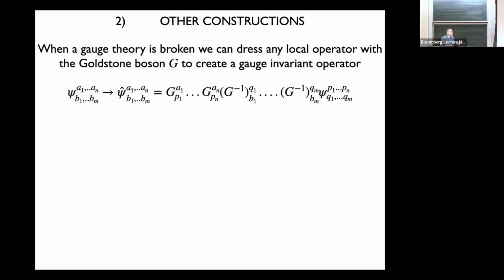Now, there are other constructions in the literature. In particular, if the gauge theory is broken, we can dress any local operator with the Goldstone boson G and create a gauge invariant operator. So if we have a field psi that transforms in some tensorial representation of the gauge group, we can multiply by appropriate powers of G or inverse of the Goldstone field G and create an invariant field.